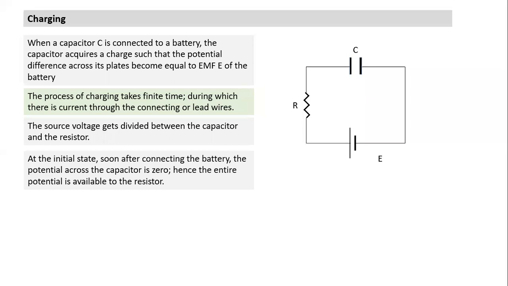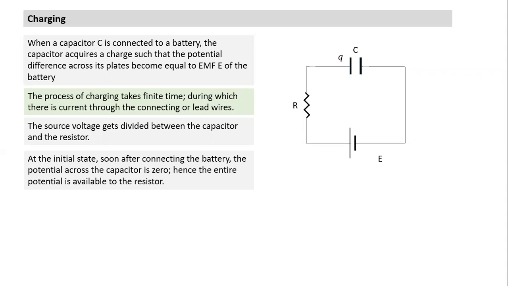So let's see what happens soon after the battery is connected. We know the potential difference across a capacitor depends on the charge. Initially, when it is connected in an uncharged state, the potential difference across the capacitor is zero. The voltage across C is zero. So where does it go? The entire voltage is across the resistance, and the current will be high. So the entire potential is available to the resistor as soon as the battery is connected.